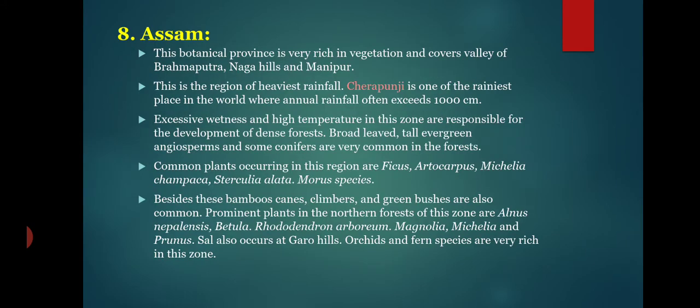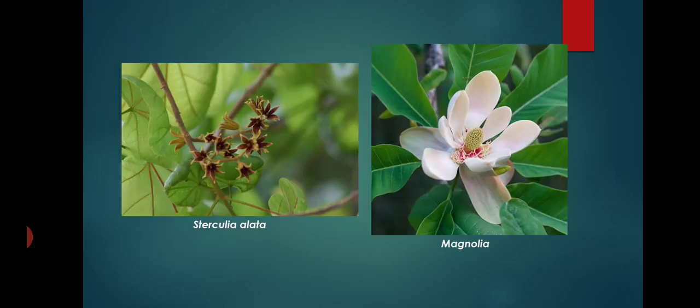Okay. Then Assam area. This botanical province is very rich in vegetation and covers the valley of Brahmaputra, Naga hills and Manipur. This is the region of heaviest rain. Cherrapunji is present in that area, and we can see many bamboo species, climbers, and trees like Artocarpus, Michelia, Sterculia, Morus species, all are there. And sal forests we can also see in Garo hills. Orchids and fern species are very rich in this Assam area. And this is the Magnolia, Sterculia alata.